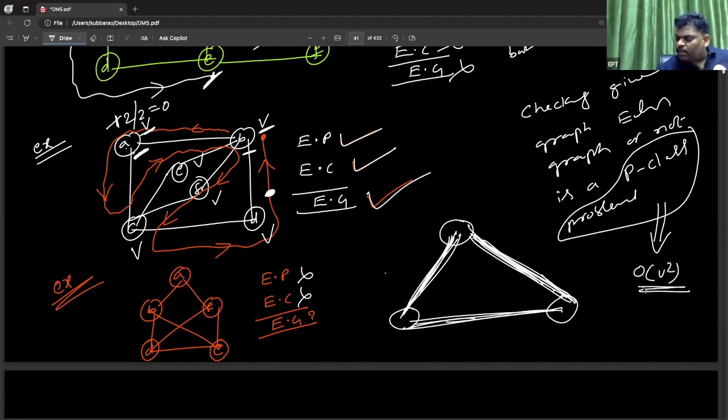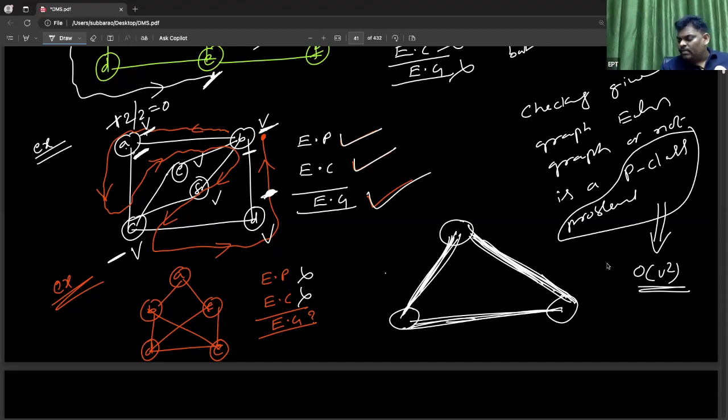The time complexity to verify whether a given graph is a Euler graph or not is simply order of V square, because every person's degree you have to calculate. Other than this, nothing. Asking everyone. Let's see, 5 people are there. I will ask everyone, are you adjacent or not? Yes, then increment degree by 1. Asking everyone takes V time, and V times that gives V square.